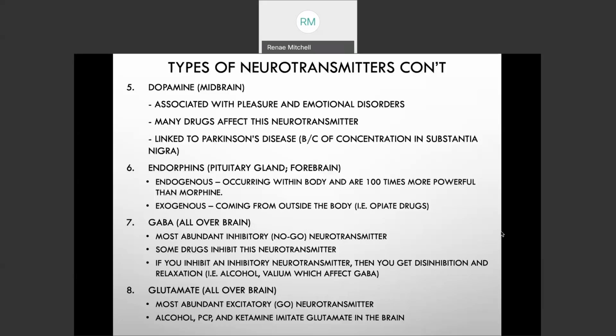Glutamate is the go signal. It's the most abundant go neurotransmitter in the brain, and this gives the signal to keep sending the neural message, and it results in excitation. And alcohol, PCP, and ketamine, all three of those imitate glutamate in the brain.